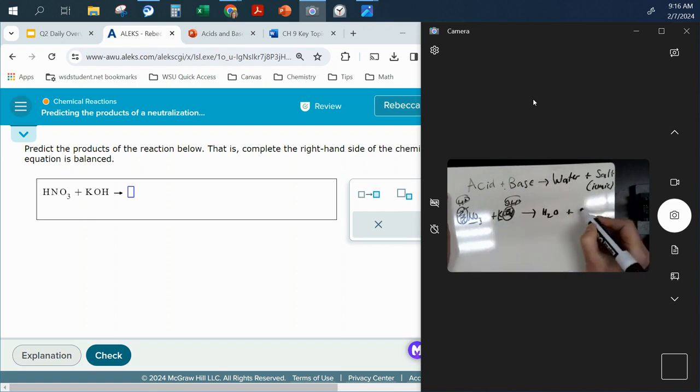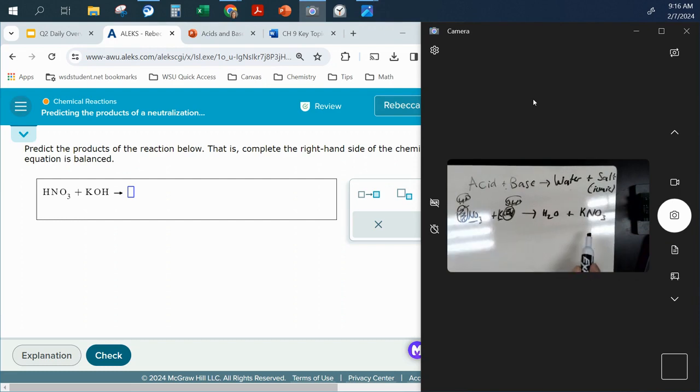Then whatever's left is going to form my ionic compound. So I know that I'm going to have potassium, and I know I'm going to have nitrate. Every time I make a salt, the ionic compound, I need to make sure that the formula is balanced. So balance the formula. And then you might need to balance the coefficients in the front.